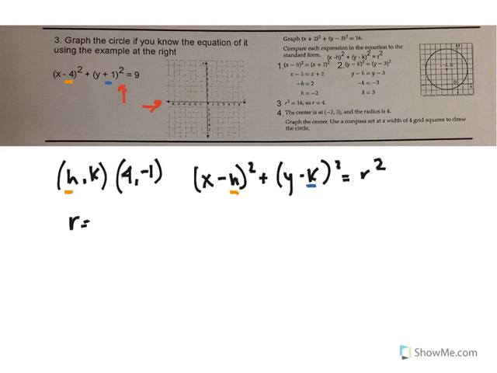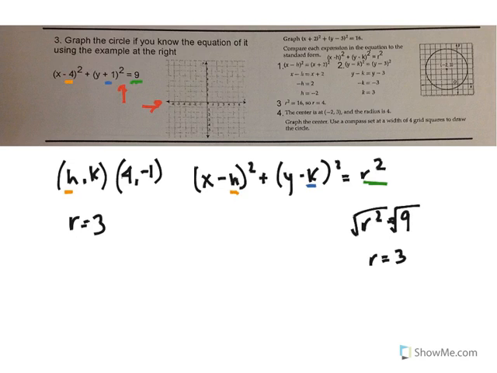So now we have our point at the center, which is 4, negative 1, and our radius squared is 9. So we need to undo that square in order to find out what r equals. So we get r equals 3. So now we have our center and our radius. So let's plot this circle.